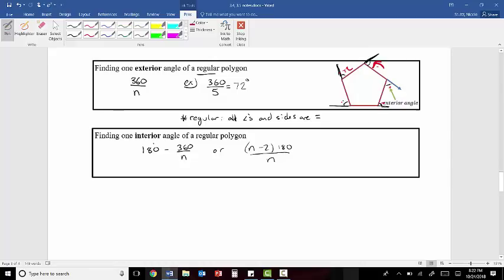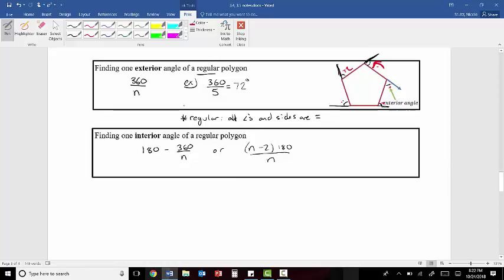And then the last rule is if you're finding one interior angle, it's basically the same thing, but you subtract that from 180. So that's one way to do it. You could also use this formula. You could get the interior sum and then divide by the number of sides. Either one works. So that's something that we will definitely be practicing next week.